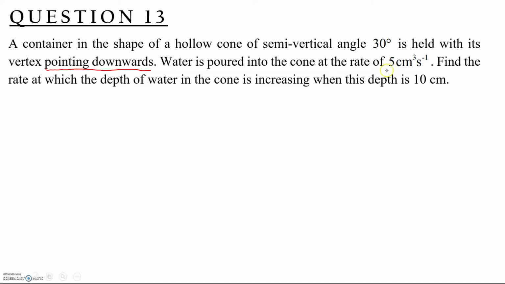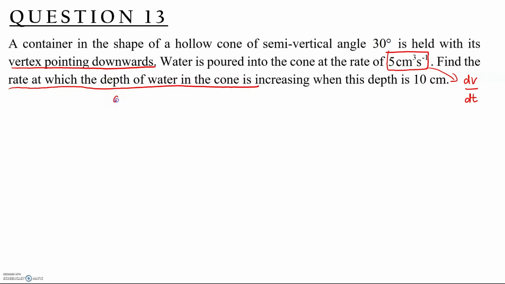So this one, 5 cm³ per second here is referred to as dV over dt, because you have cube here, so it refers to volume. Next information that we can get from this question is, we want to find out what is the rate at which the depth of water in the cone is increasing. So this means we want to find out dH over dt. Depth is referred to height.